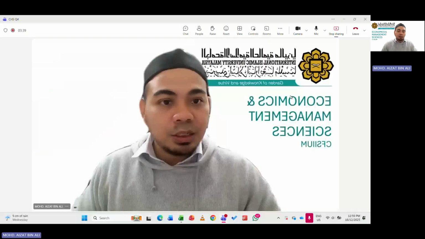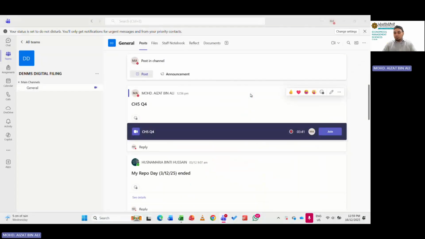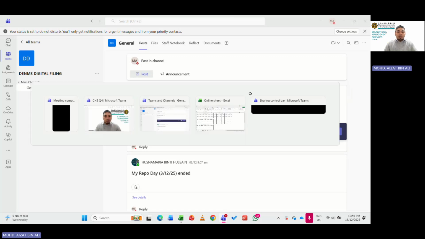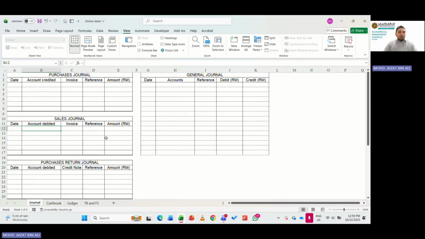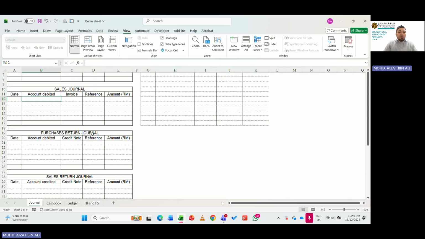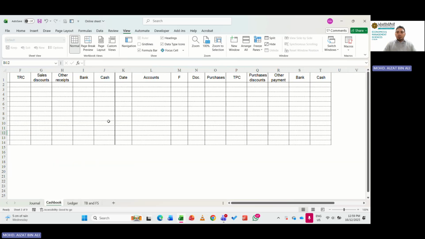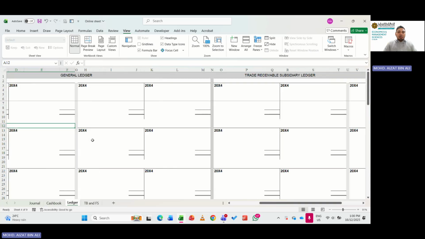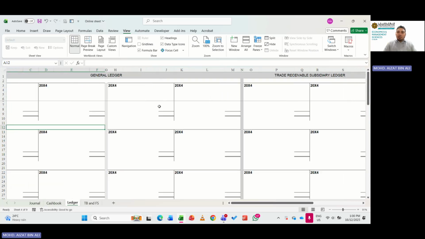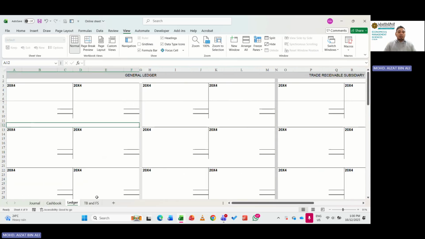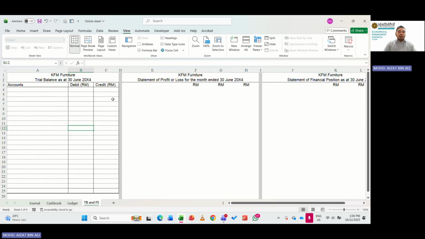Let me share my screen. I hope you can see my screen. What I have here, I have already prepared all the journals. We have special journals here, all four of them. We have the general journal, and then we also have our cash book, the general ledger and also the subsidiary ledger. And lastly, we have our trial balance and also the financial statements.